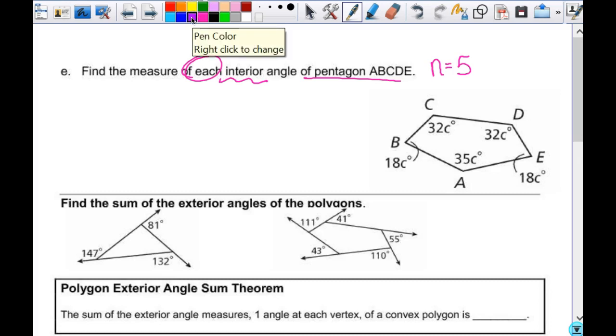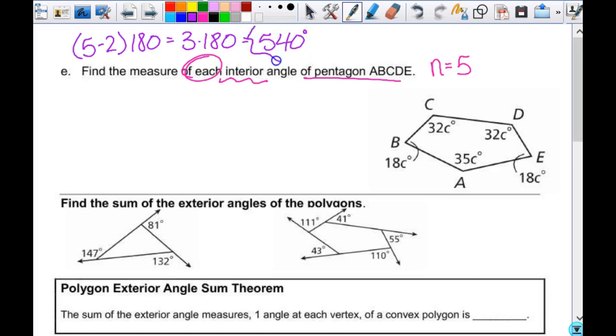So n equals 5. I need the total number of degrees, or my magic number for a pentagon. So that's what I'm going to do: n minus 2 times 180. So 5 minus 2 times 180. That's 3 times 180, and that's where I get 540. So that's my magic number for pentagons. Okay? Why minus 2? Because that is the formula that we came up with yesterday, so you might want to go watch the video from yesterday. So that's my magic number.